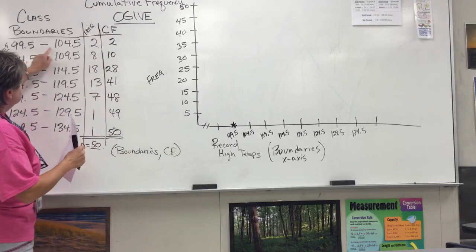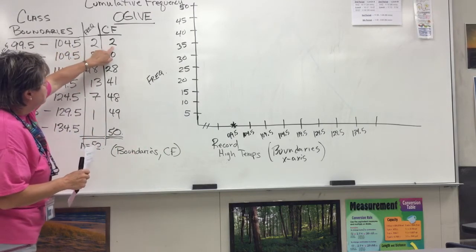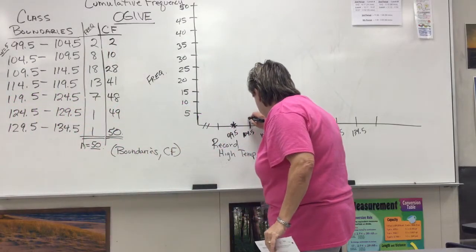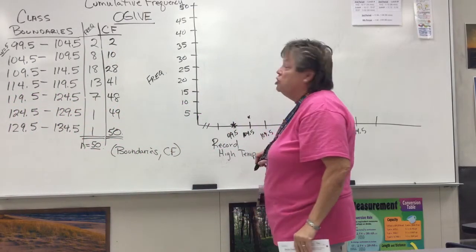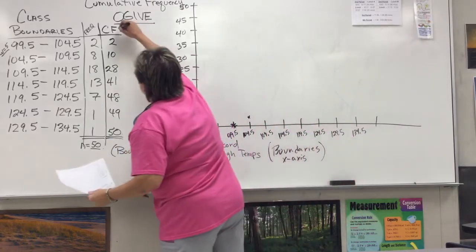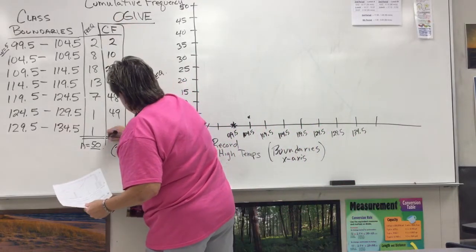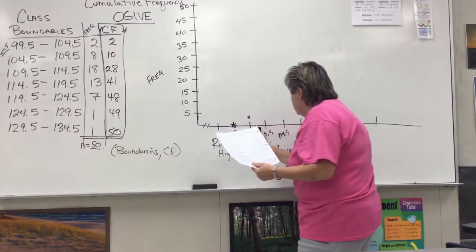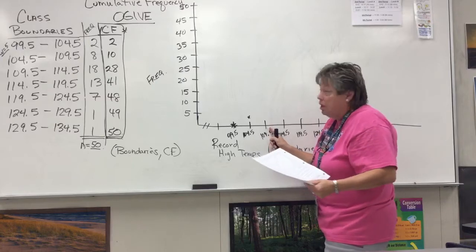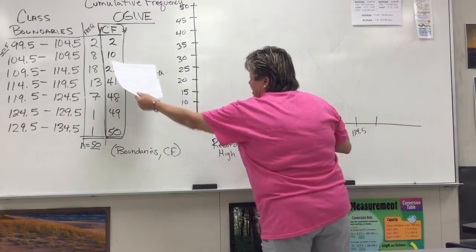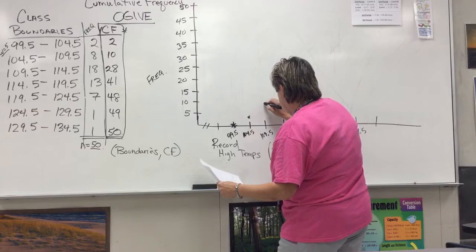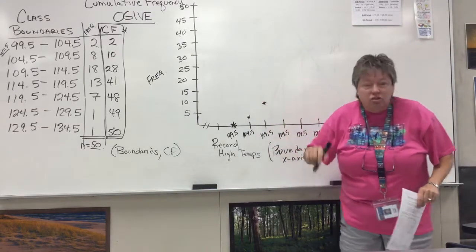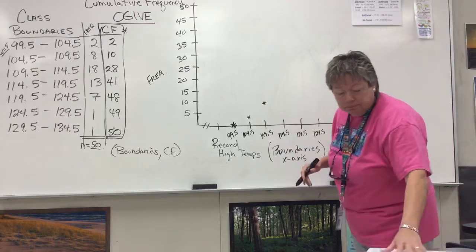By the end of this first interval, we now have 2 data points. So we're going to go up at 104.5 to 2. We are plotting this CF column. That's what we're plotting. By the end of the second interval at 109.5, now we have 10 data points. So we're going to go up to 10 and put another point. I'm just marking them with little asterisks to make it easier for you to see on the video.